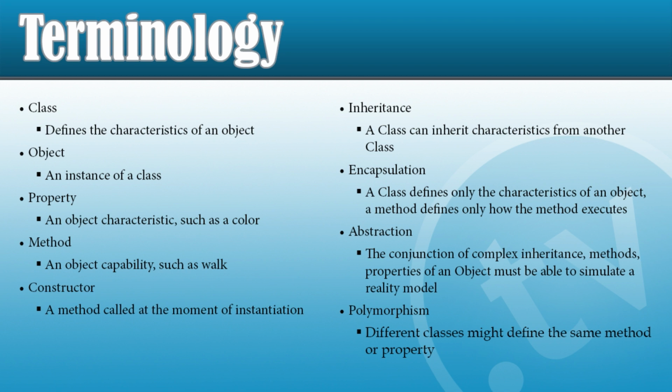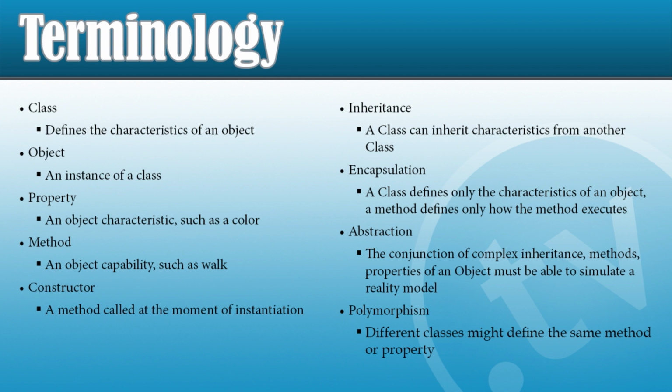What is a class? It defines the characteristics of an object. An object is an instance of a class. A property is an object characteristic, such as a color. A method is an object capability, such as walk. A constructor is a method called at the moment of instantiation. Inheritance is when a class can inherit characteristics from another class.